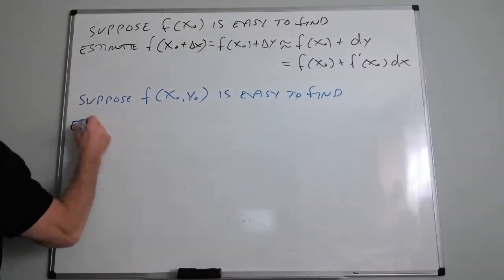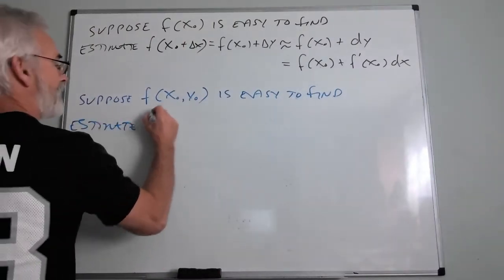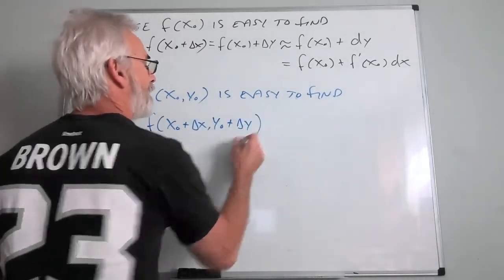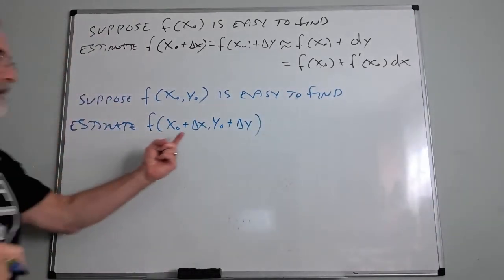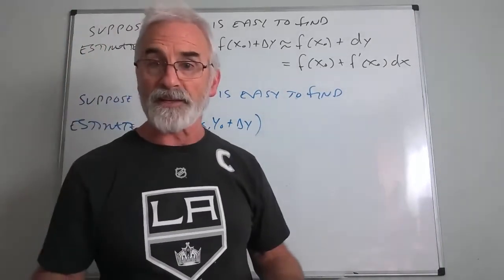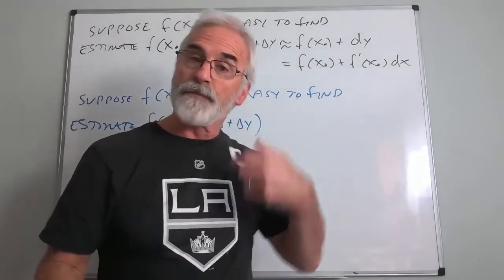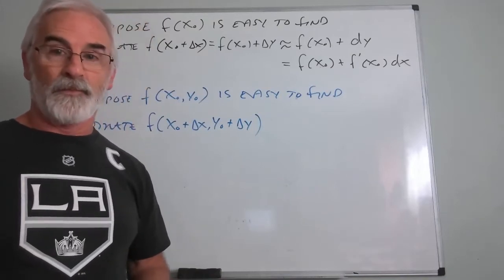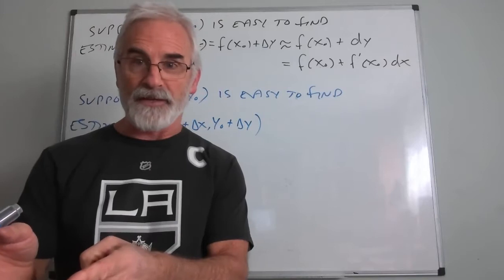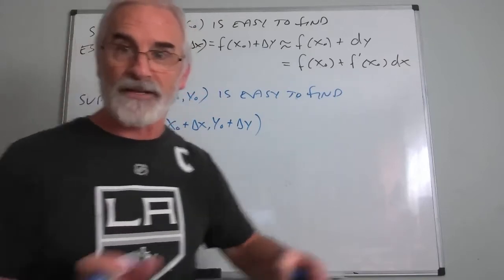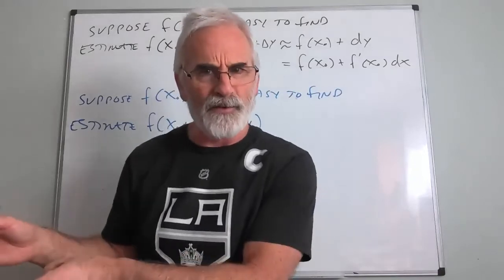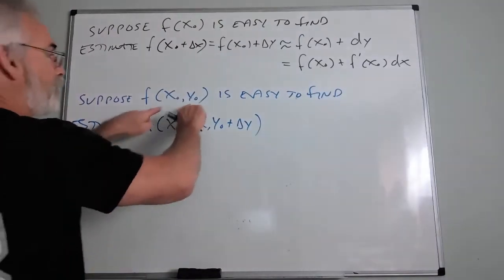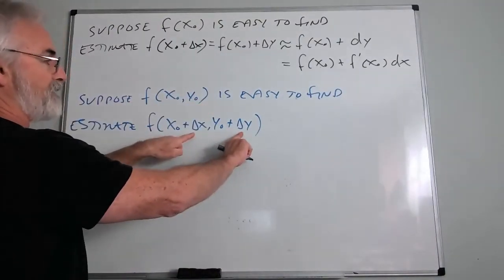I want to estimate f of x naught plus delta x, y naught plus delta y. I want to move just a little bit, and it's understood that delta x and delta y are small, because if they were large, like in the last example where we estimated 4.02 raised to the 5th, using 4 as my happy number wouldn't be very useful if I was trying to estimate 27 raised to the 5th power, starting with 4. No, that wouldn't work. I need values really close to this, so we assume that these numbers are small.